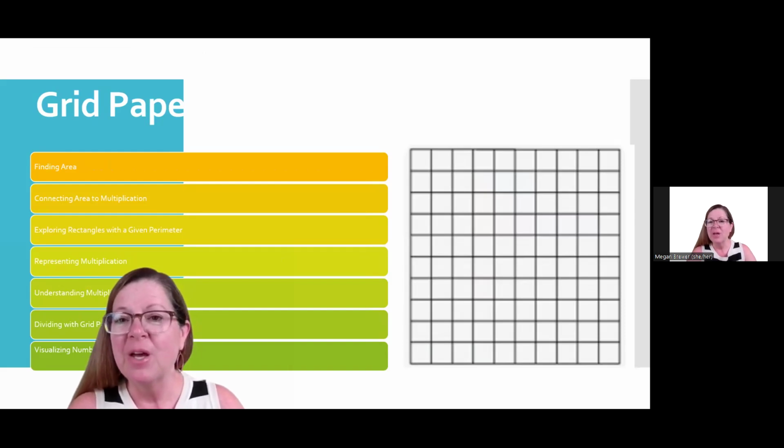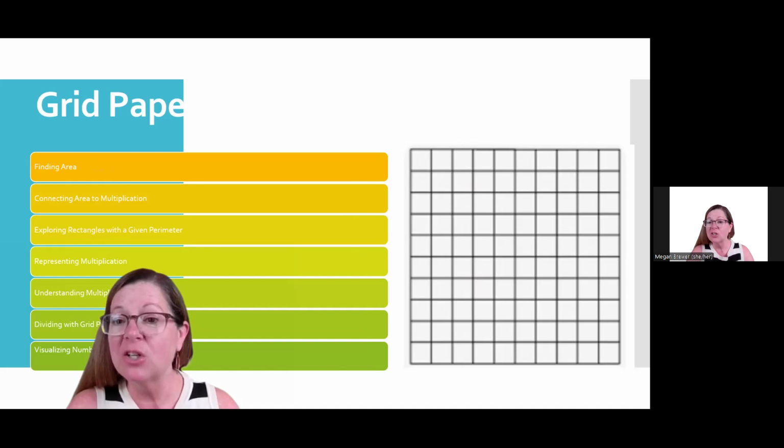Grid paper. Grid paper can be a valuable tool in third grade, particularly for supporting visual representations and understanding of key concepts like area, arrays, place value. It helps students visualize and manipulate numbers, making abstract concepts more concrete. Here's how grid paper can be used.